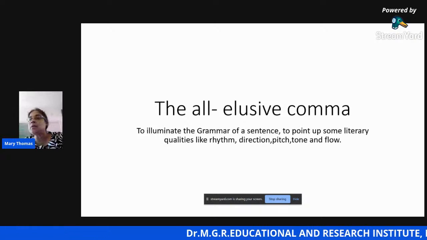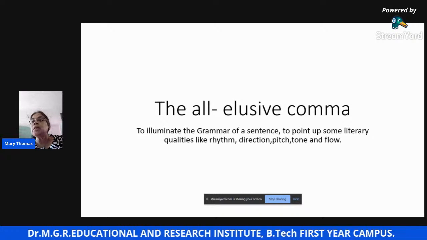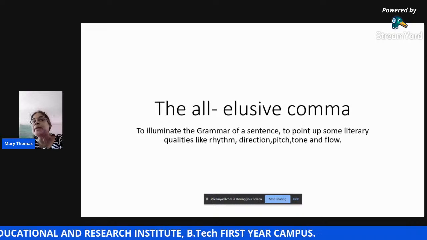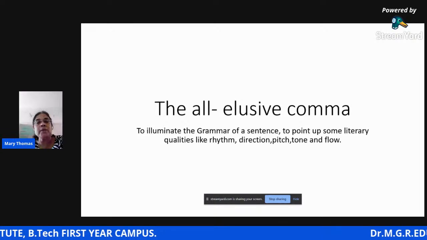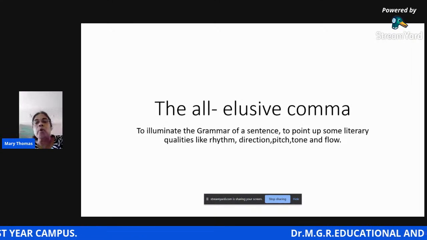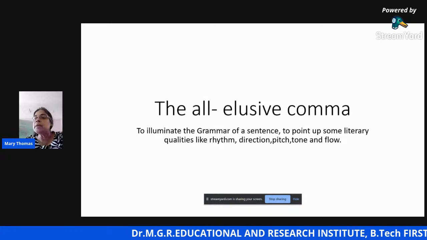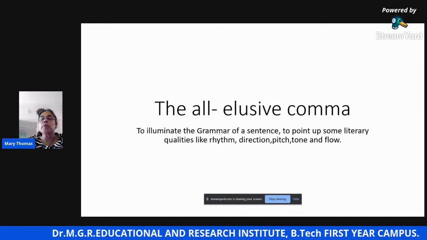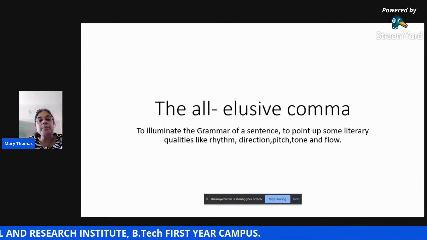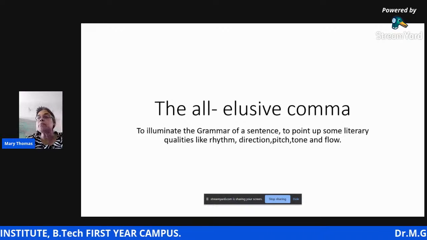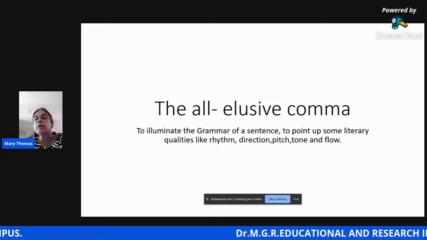As you can see here, I'm talking about the comma, and the comma is not a terminal punctuation. All right. So the comma is all elusive. Okay. The third slide, the all elusive comma. Okay. People just use commas everywhere. Okay. But the comma is used to illuminate the grammar of a sentence, to point up some literary qualities like rhythm, direction, pitch, tone, and flow.